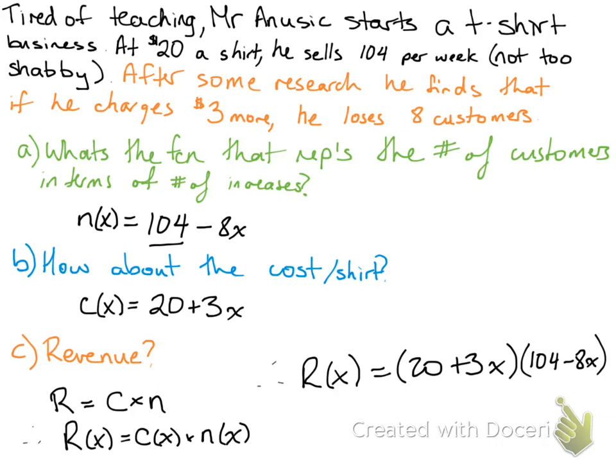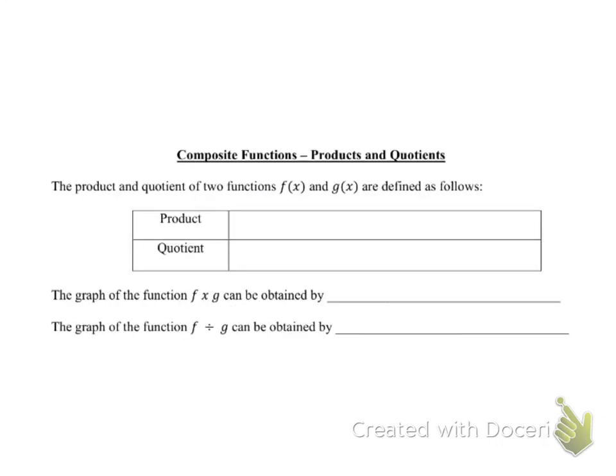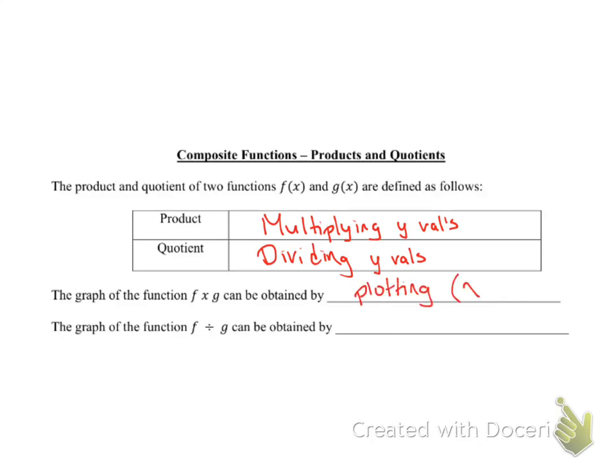All right, so let's see mathematically how we do this. Very, very similar to adding and subtracting. So for product, we multiply the y values. For quotient, we divide the y values. And that means for the product we can plot f times g, and for the quotient, we can do f divided by g. Okay?